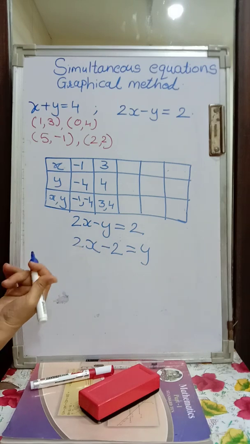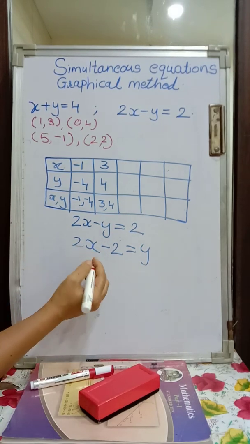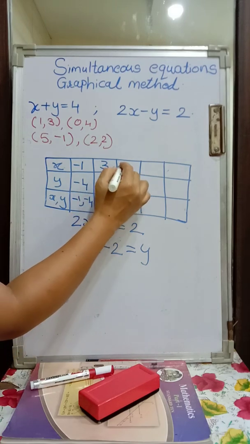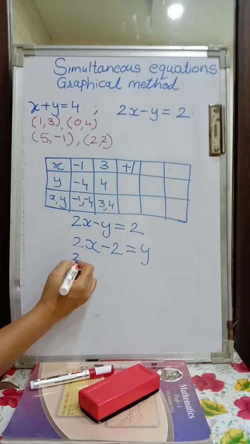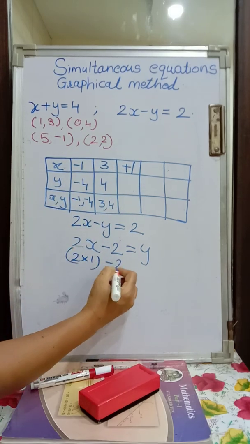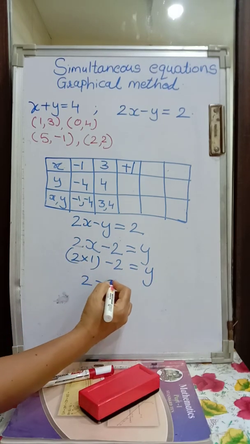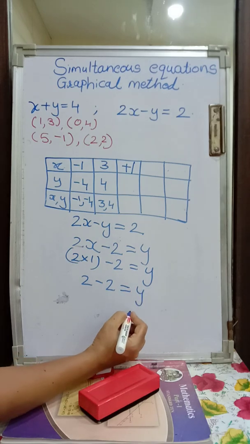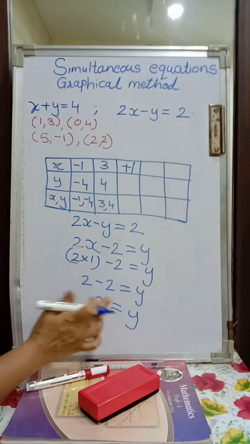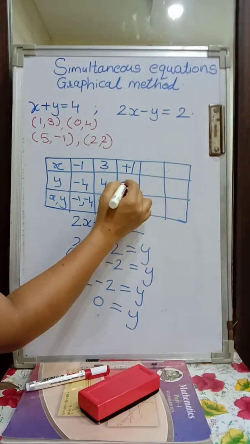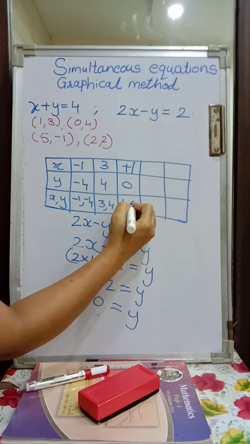Alright. Next we'll take some other value. We'll take x is equal to plus 1 we can take. So x is plus 1. So if x is plus 1, let us say 2 into 1 minus 2 will be equal to y. So 2 1s are 2 minus 2 will be equal to y. So y will be equal to 0. So when x is 1, y will be equal to 0. So we have 1 comma 0.